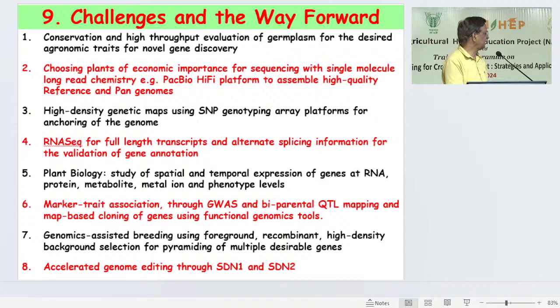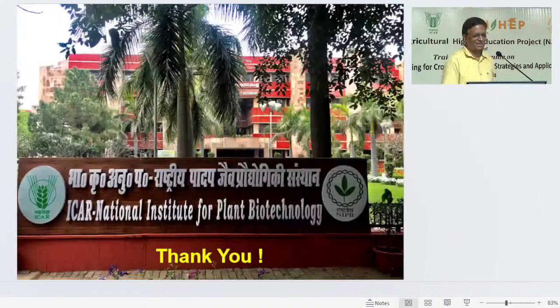Then one can do gene discovery, association mapping, genomics assisted breeding, of which I have showed you several examples, and finally you can do accelerated plant breeding through genome editing using SDN1 and SDN2. So that's it. If you have any quick question, I will be happy to answer.